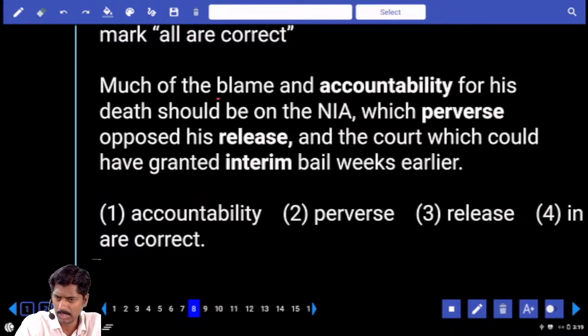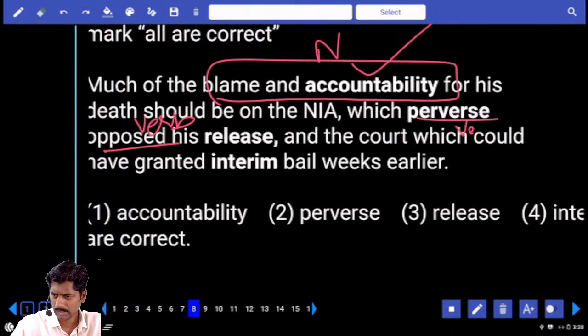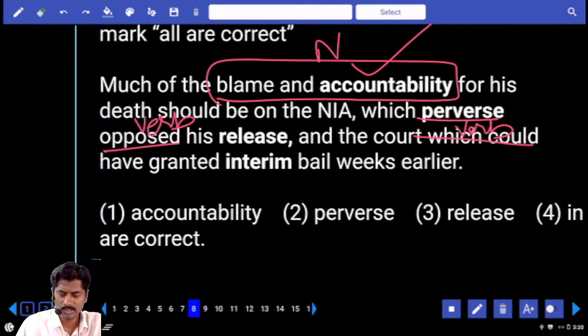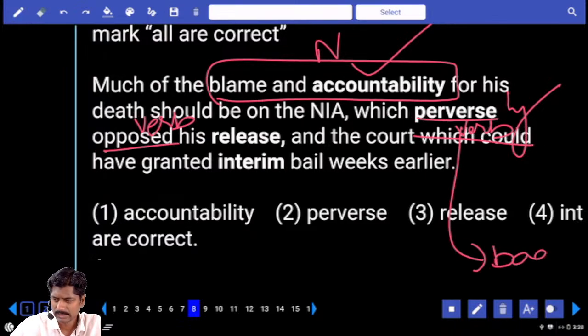Much of the blame and accountability. Blame and accountability are both nouns, correct. For his death should be on the NIA, which perverse opposed. Opposed is a verb. So which perverse opposed is wrong, it should be which perversely opposed. I require an adverb, not an adjective. The partner of a verb is an adverb, so which perversely. Perverse means something morally bad, something illogical, morally bad.